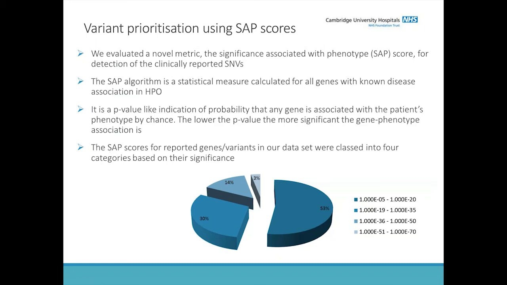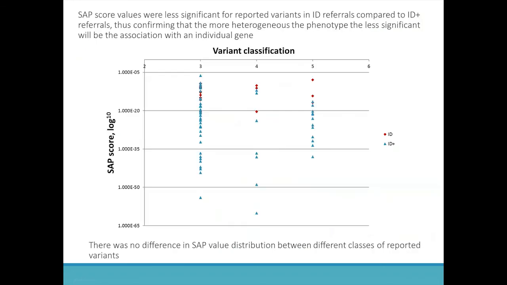So in our data, the subscores were assigned to a large proportion of the reported variants, and for further analysis, I essentially classed these variants into 4 categories based on their significance, and these are the 4 categories. And you can see the majority of the reported variants have subscores in this range of significance. So they're not very highly significant. It's only 3% of the variants reported that were in this high significance range for the subscores.